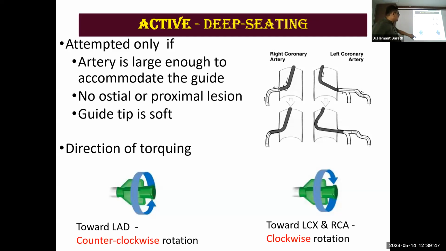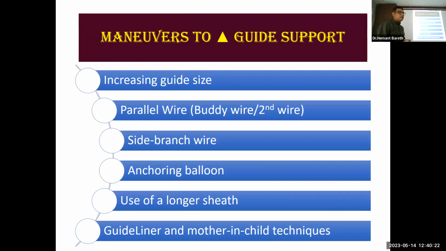And for the left, you rotate counterclockwise. So if you rotate like this, the catheter will move in. If you rotate like this, the catheter will move in. You understand? But for the right, if you move like this, this is the right side. If you move like this, the catheter will go in. For the left, if you move like this, the catheter will go in. Clockwise rotation versus counterclockwise rotation, deep seat. So this is how you can deep seat the coronary.